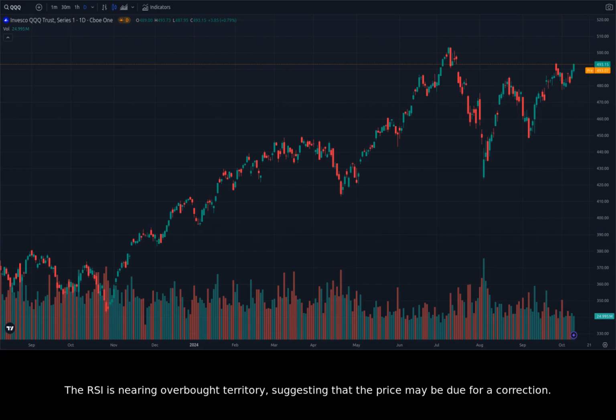The RSI is nearing overbought territory, suggesting that the price may be due for a correction. Additionally, the MACD is starting to flatten out, which could indicate a slowdown in momentum. We need to keep a close eye on these indicators for any potential reversals.